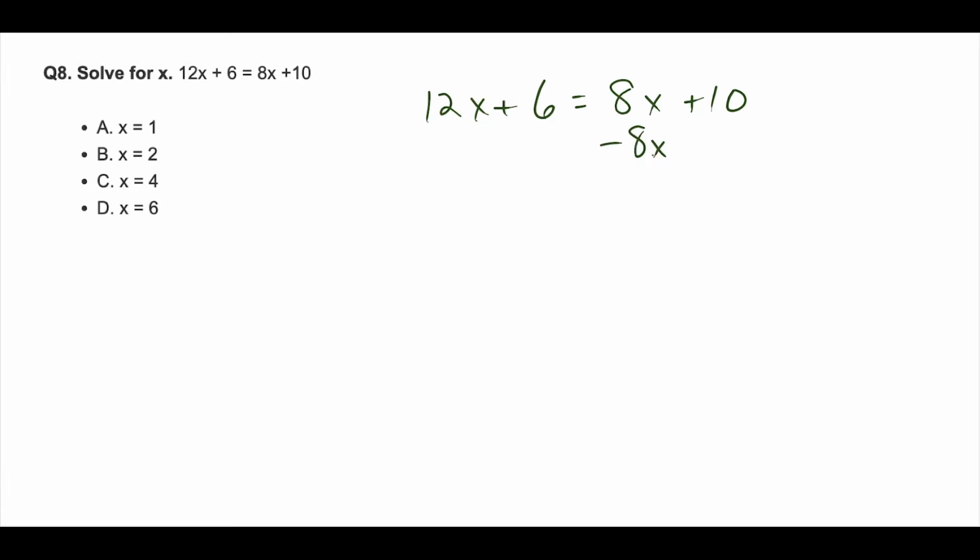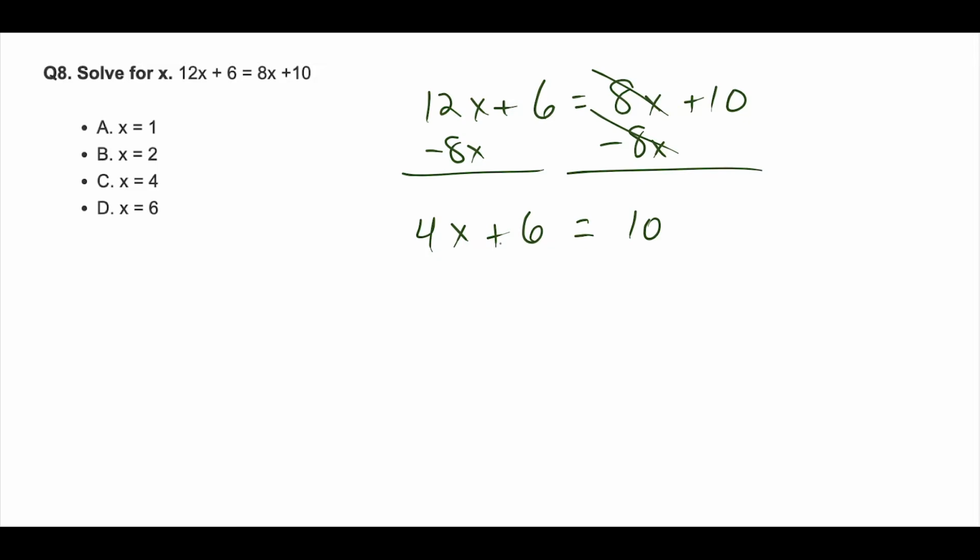So if I do minus 8x on both sides, that's going to leave me with positive numbers here. Notice 8x minus 8x is 0, cancels out. On the right side, I'm just left with 10. But now I've got 12x minus 8x. I'm just combining like terms. 12 minus 8 is 4, and I have my variable x attached.